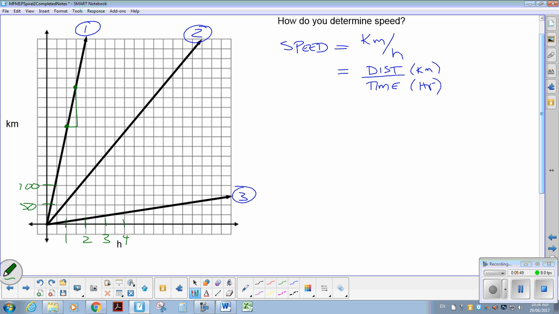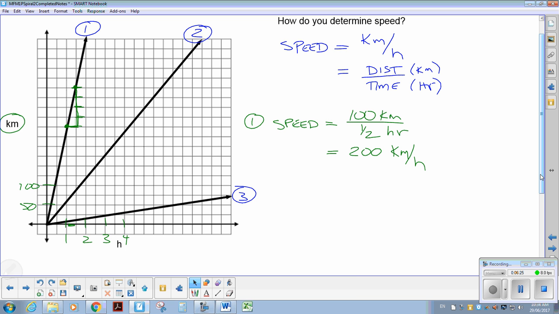So the triangle I drew, okay, for number 1, so speed equals, so distance is the y-axis, 1, 2, 3, 4 blocks. So we said each one's 25, 25, 50, 75, 100 kilometers. How long did it take? It only took 1 block, which is half an hour. So divided by 1/2 hour, do your math. Line 1 was doing 200 kilometers an hour.